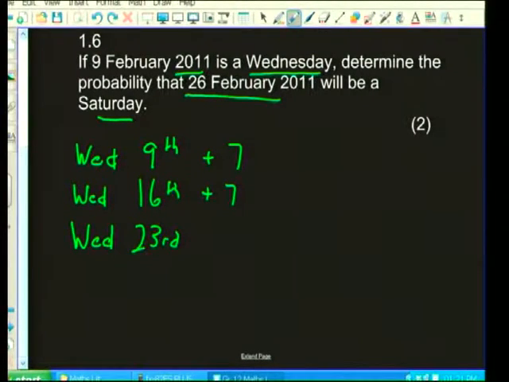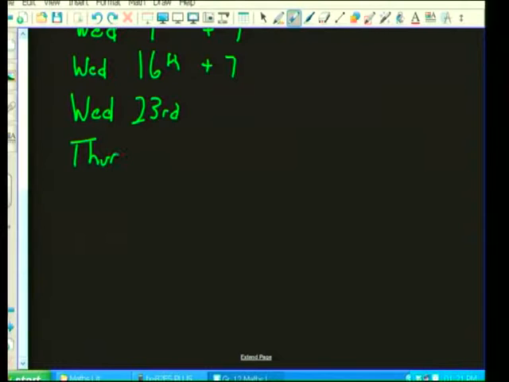And these are the kind of steps that I actually want to see in your papers. Show the examiner exactly what you're doing and how you're thinking. Right, now we've got Wednesday the 23rd. Well, let's see, we've got Thursday, Friday, Saturday. Right, so Thursday will be the 24th, Friday the 25th, and Saturday the 26th.